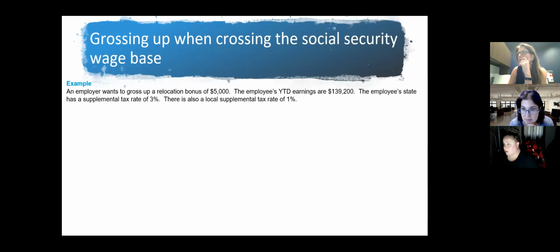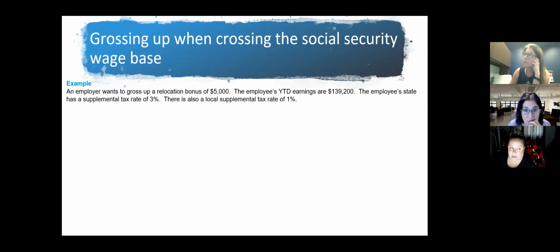Let's do this one. An employer wants to gross up a relocation bonus of $5,000 and the employee's year-to-date earnings are $139,200. So this is one of those situations where the employee is going to cross that Social Security limit during the gross up. So this was one that I wanted to throw in there for you guys. I know it wasn't in the PowerPoint that Manon sent out to you earlier this week, and Manon or myself will send you an updated PowerPoint with this slide in it after today.